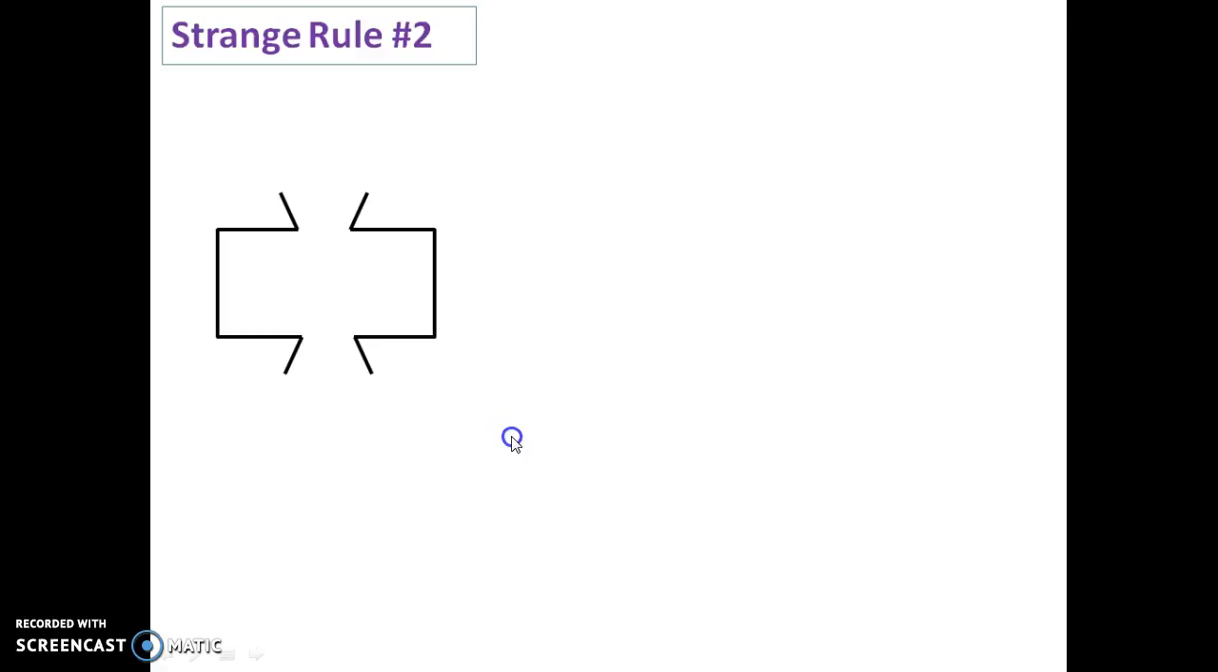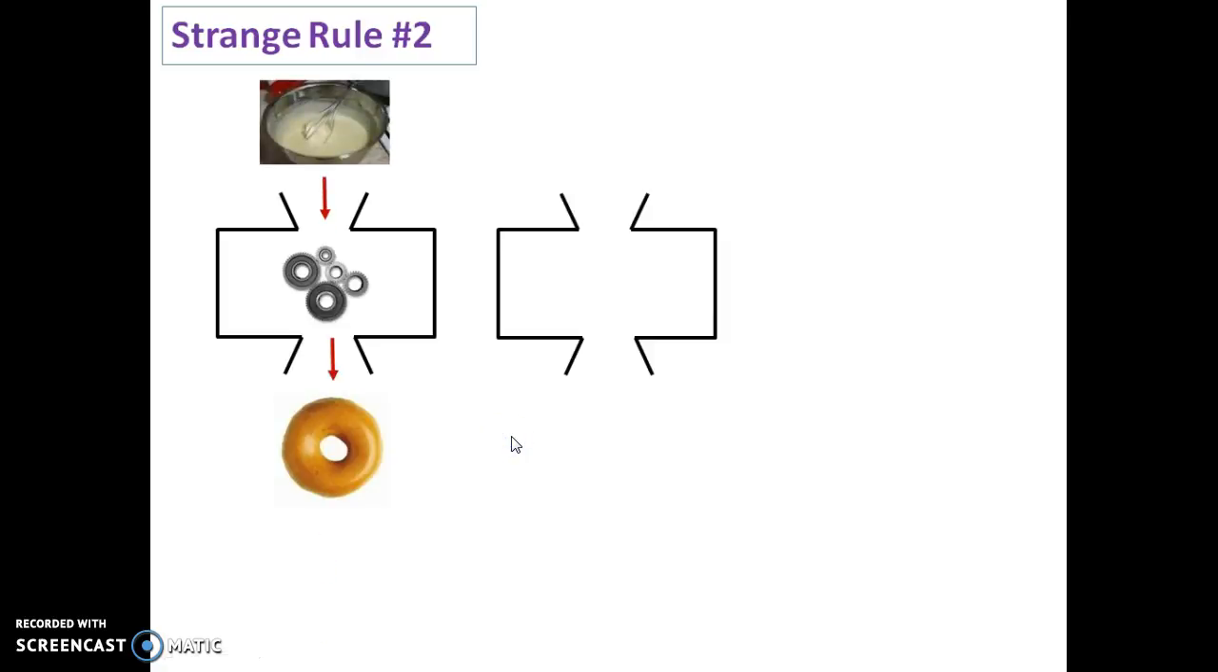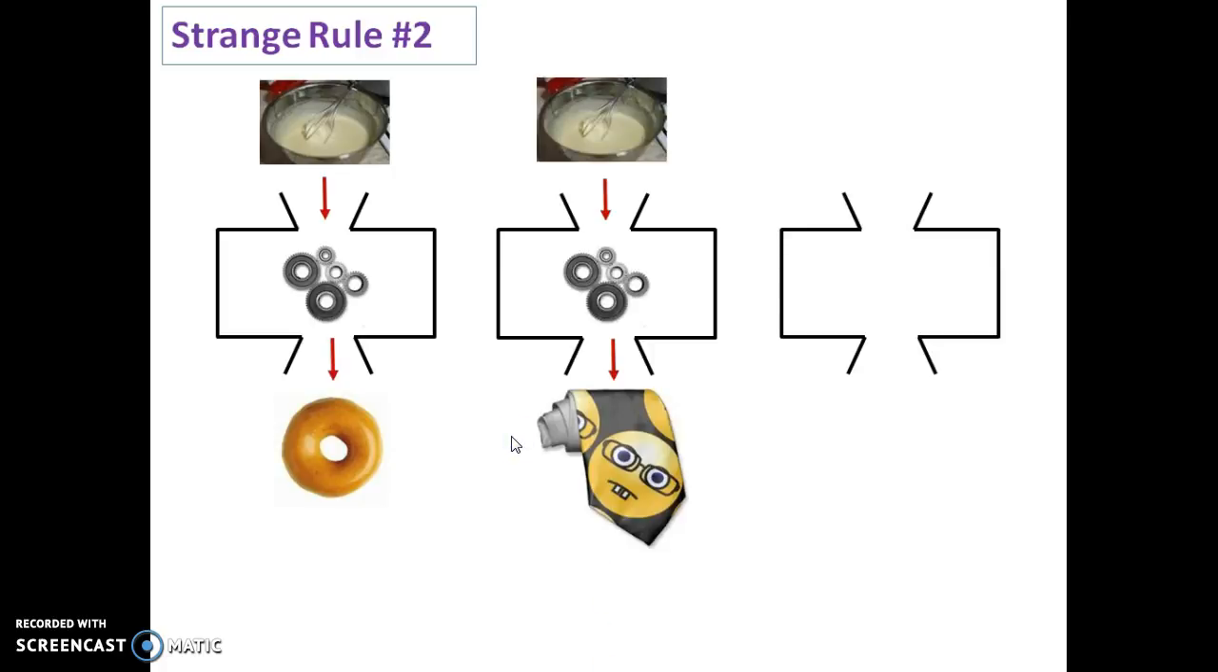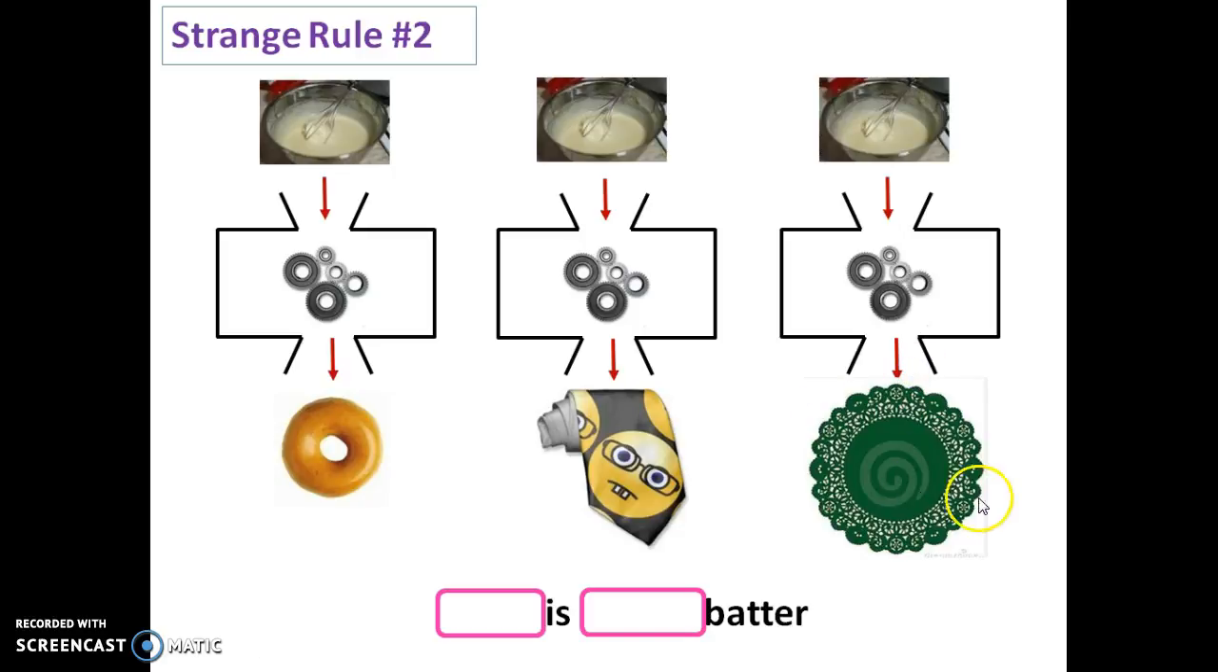So then we get strange rule number 2. Here we're going to input batter, and we're getting back a donut. And then we're going to input batter, and we'll get back a tie. And then we input batter, and we get back this paper circle thing. So what's happening here is that our input is always batter.